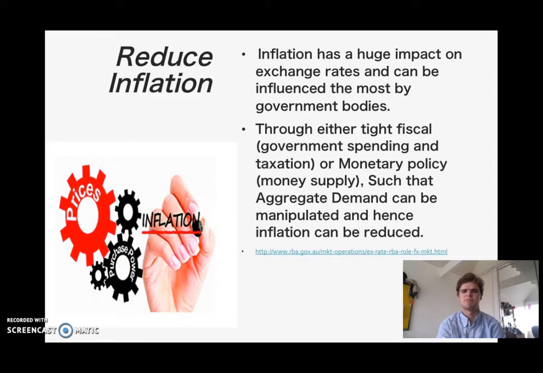Reduced inflation. Inflation has a huge impact on exchange rates and can be influenced by most government bodies, either through tight fiscal policies, which is government spending and taxation, or monetary policy, which is money supply, such that aggregate demand can be manipulated and hence inflation can be reduced.